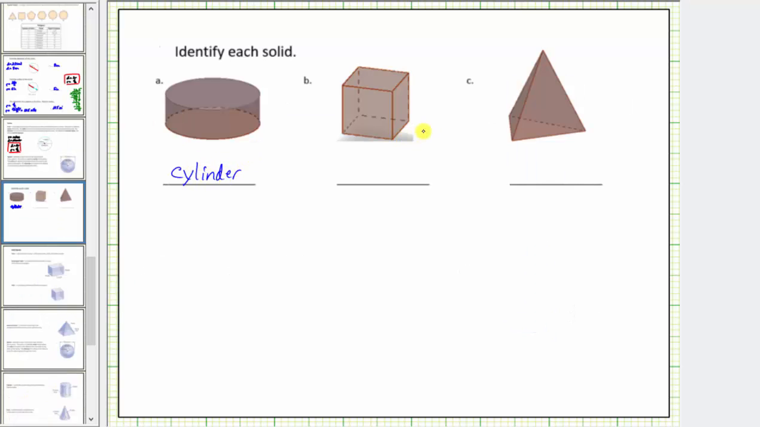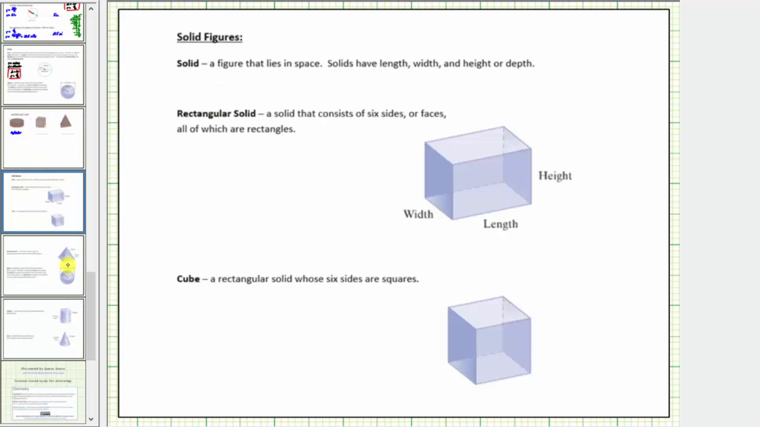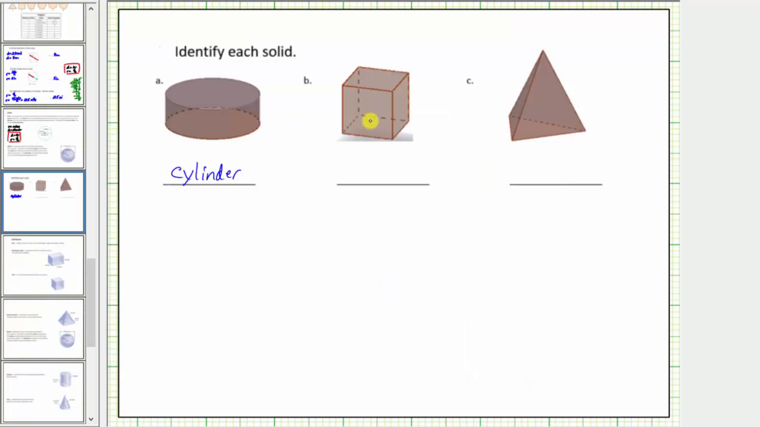Looking at the next solid, we need to decide whether this is a rectangular solid or a cube. A rectangular solid is a solid that consists of 6 sides or faces, all of which are rectangles, and a cube is a rectangular solid whose 6 sides are squares. We're not given any measurements of the sides, and therefore we cannot assume all the faces are squares, so we'll identify this as a rectangular solid.